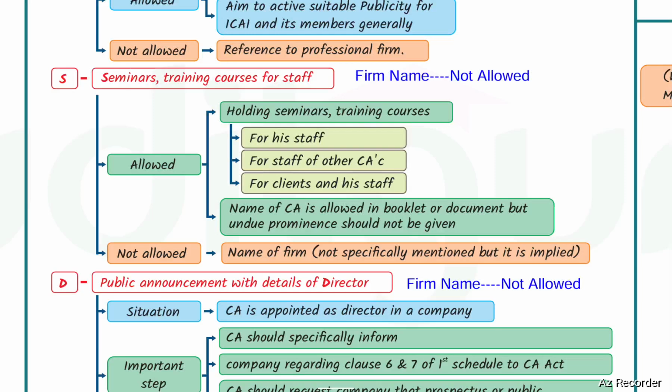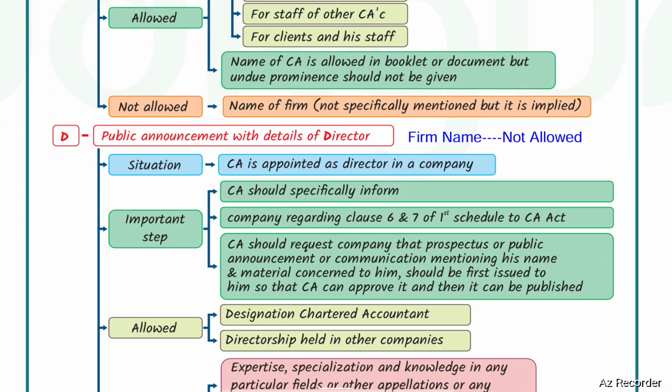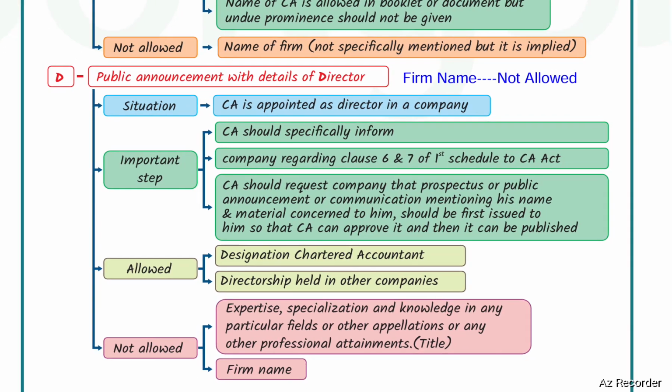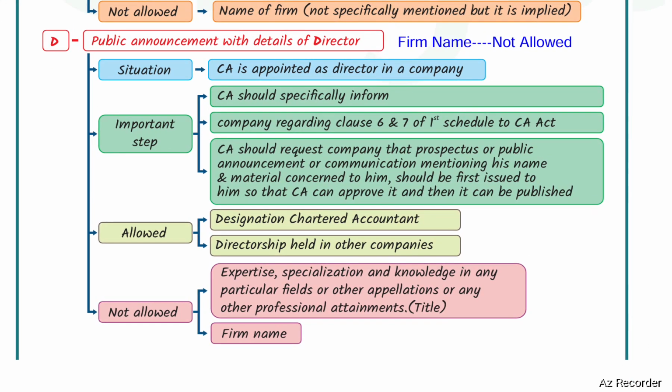Next, public announcements with the details of directors. CA is appointed as director in a company. CA should specifically inform company regarding clause number 6 and 7 of first schedule to CA Act. CA should request company that prospectus or public announcement or communication mentioning his name and material consent to him should be first issued to him so that CA can approve it and then it can be published.